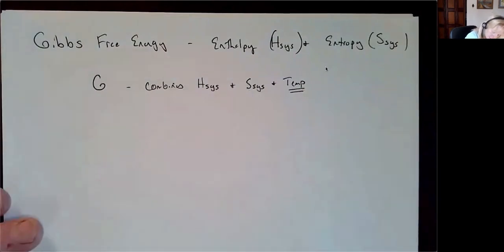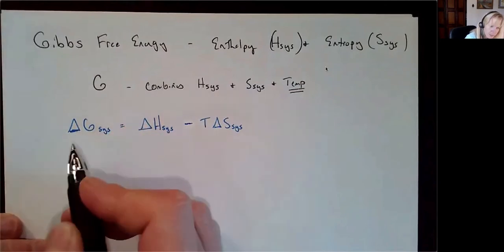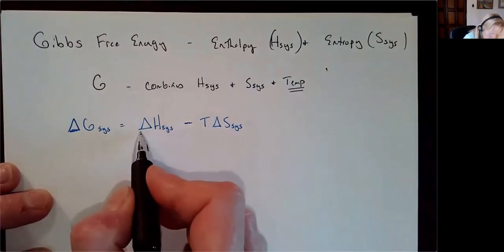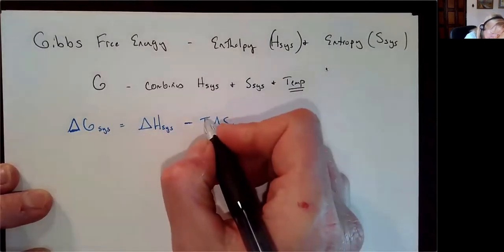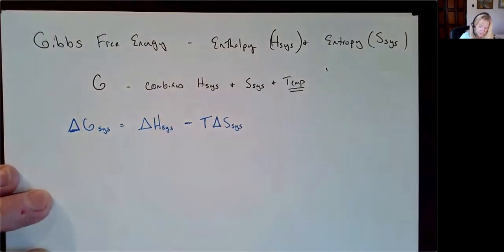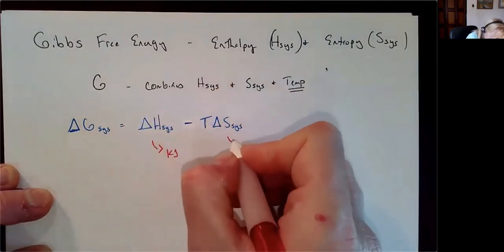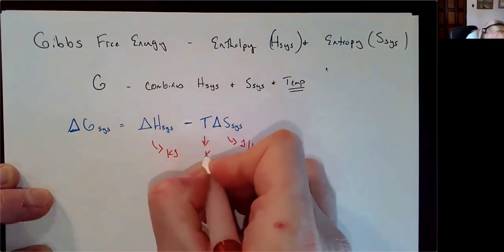And the equation looks like this. So this is my equation here for Gibbs free energy. I'm going to look at the change in energy of the system equals the change in enthalpy of the system minus the temperature times the change in entropy of the system. And remember, we have a unit issue here. So this is going to be in units of kilojoules, and this is in units of joules per Kelvin. My temperature is going to have to be in units of Kelvin.